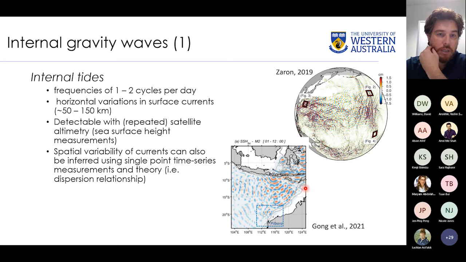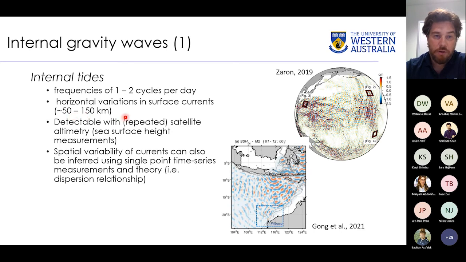So the other process that I alluded to at the start are internal gravity waves, and this can be broken down into internal tides and nonlinear internal waves. So starting with internal tides, internal tides typically have frequencies of 1 to 2 cycles per day, so similar to the surface tides. They cause horizontal variations in surface currents of roughly 50 to 150 kilometres. So this is sort of the outer limit of the scales we're interested in.